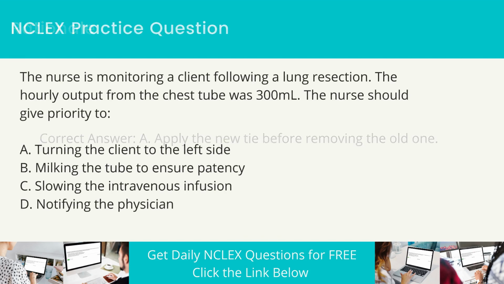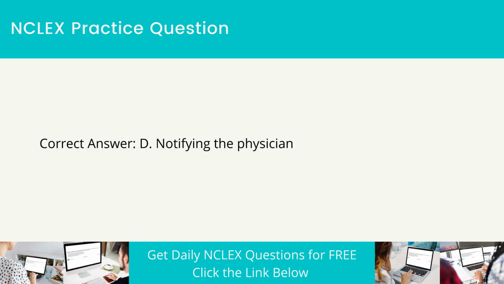The nurse is monitoring a client following a lung resection. The hourly output from the chest tube was 300 milliliters. The nurse should give priority to turning the client to the left side, milking the tube to ensure patency, slowing the intravenous infusion, notifying the physician. The correct answer is notifying the physician. The output of 300 milliliters is indicative of hemorrhage and should be reported immediately.